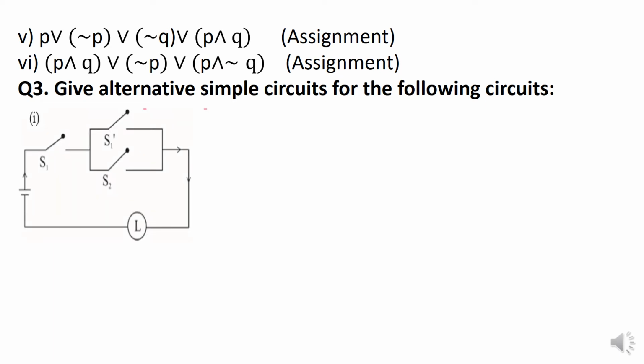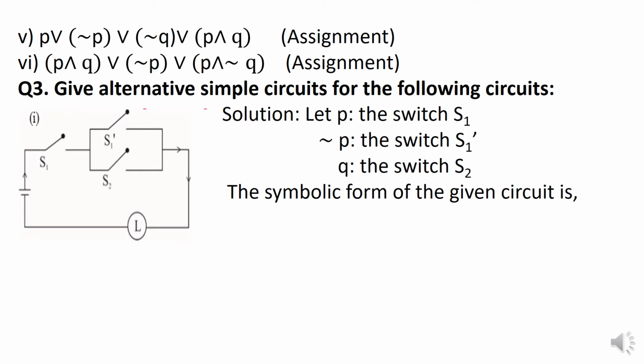You have to write the symbolic form after denoting the switches. You have to write the symbolic form of the given circuit, simplify it by using the laws of logic, and then draw a simpler circuit for this particular circuit diagram. So the first diagram, you see that S1 is in series with S1 dash and S2 which are in turn parallel to each other. Thus, P is S1, not P is S1 dash, Q is S2. The symbolic form is P and (not P or Q).